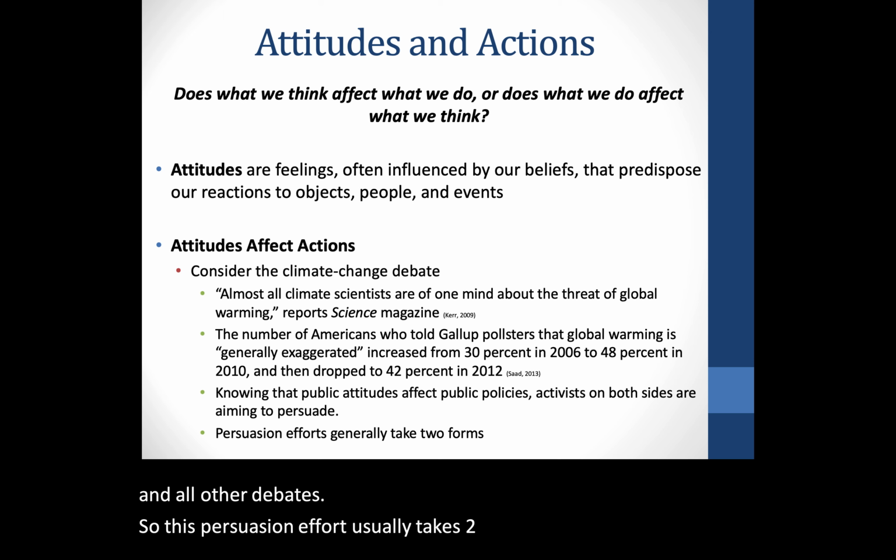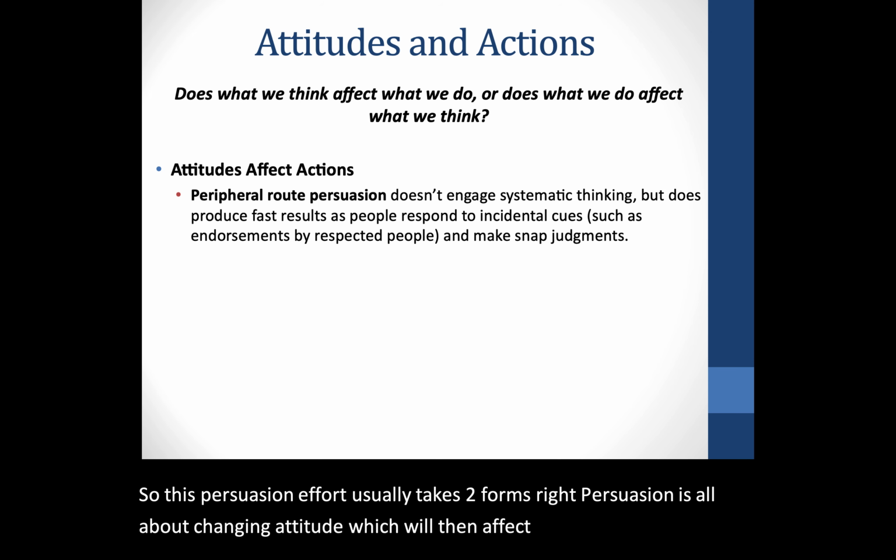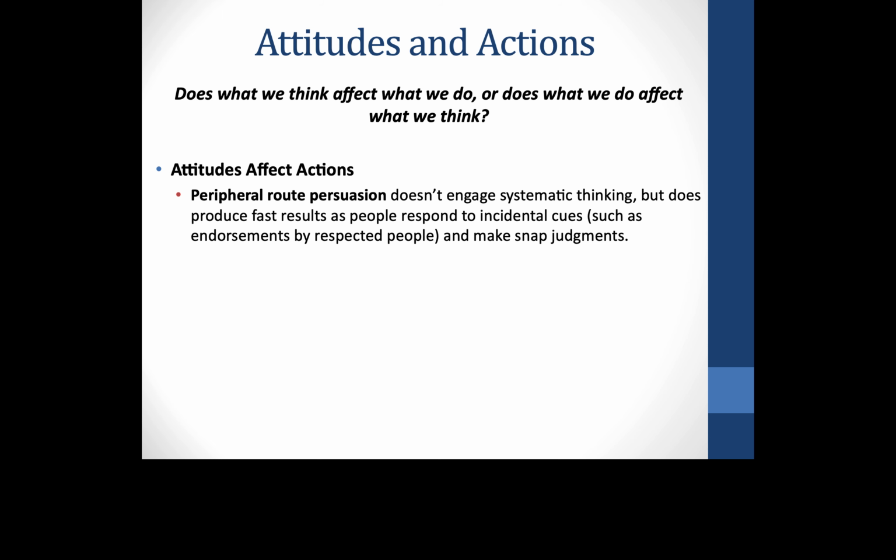Persuasion is all about changing attitude, which will then affect actions. Okay, so one way to change somebody's attitude is through the peripheral route persuasion. So it doesn't engage in systematic thinking, but it does produce fast results, and people respond to incidental cues, right, and make snap judgments. So you're watching TV, and one of your favorite actors denies climate change, right?